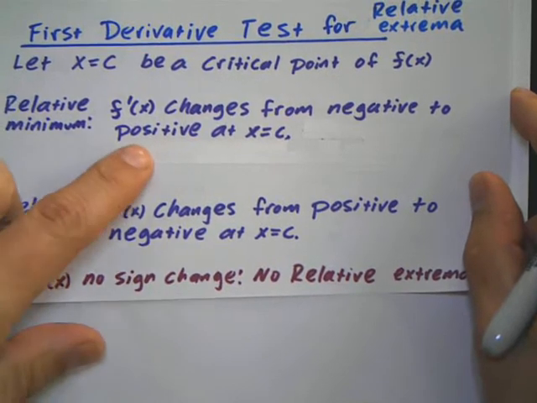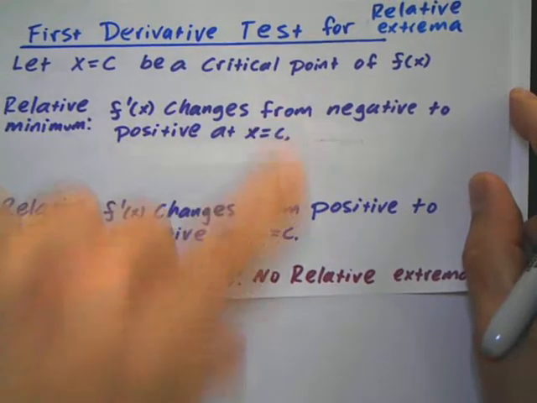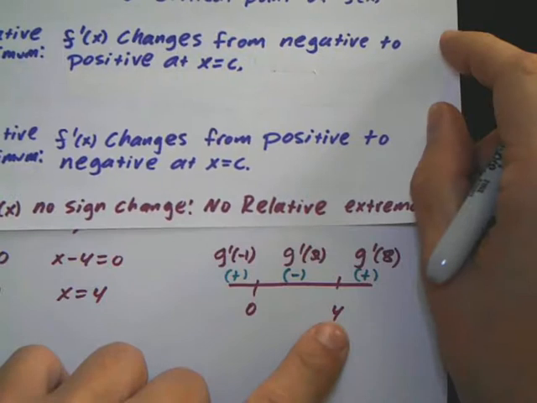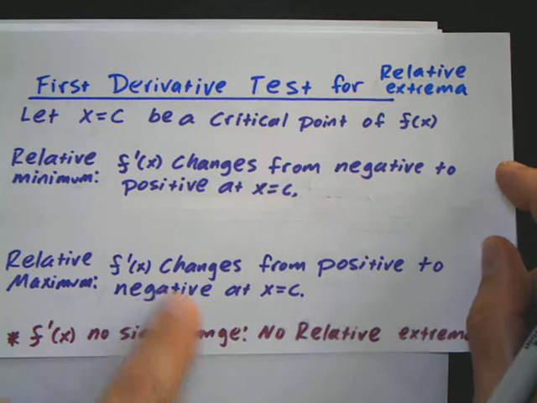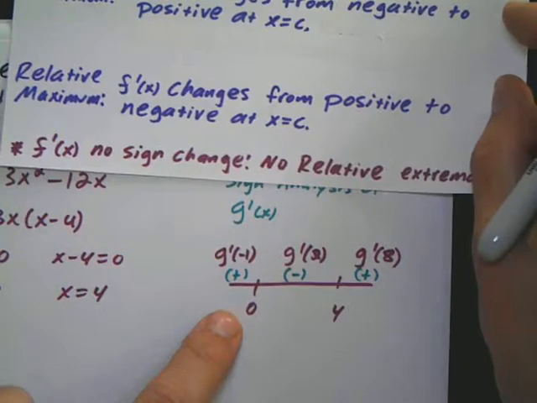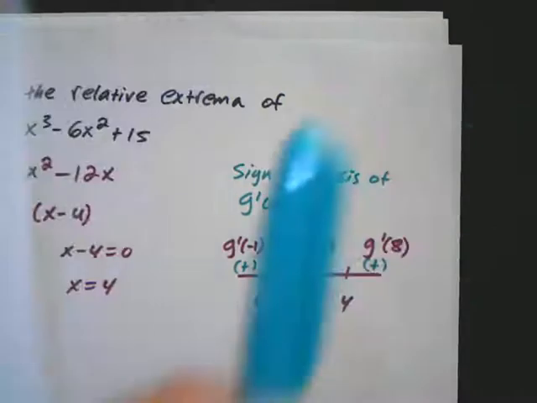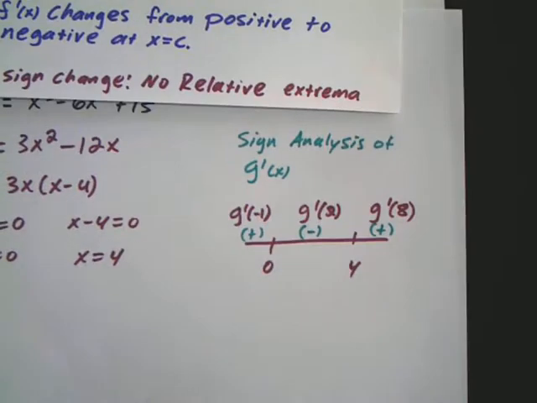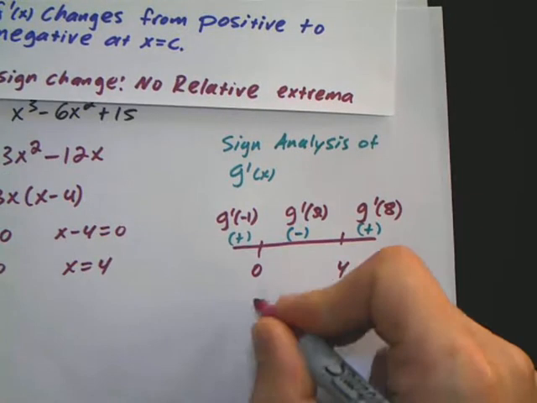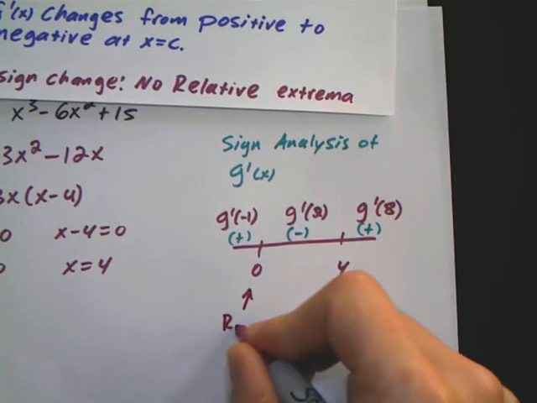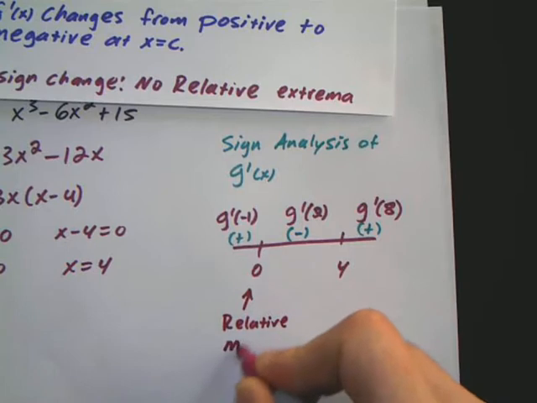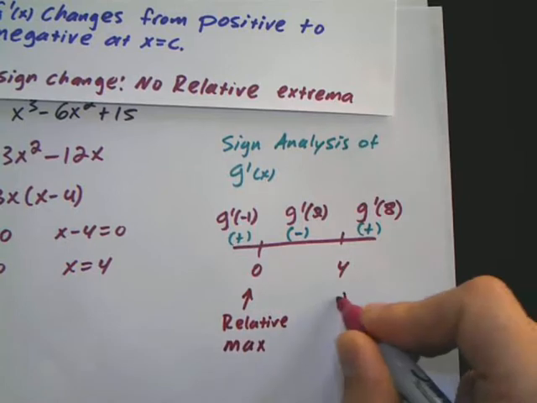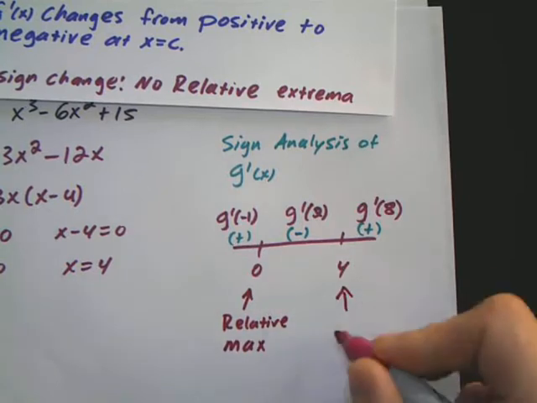Alright. So now I look back at my definition and say, okay, well, for a minimum, I'm looking for a negative to positive sign change. That occurs at 4. And for a maximum, I'm looking for a positive to negative sign change, and that occurred at x equal to 0. So I can conclude that this gives me a relative maximum, and this critical point gives me a relative minimum.